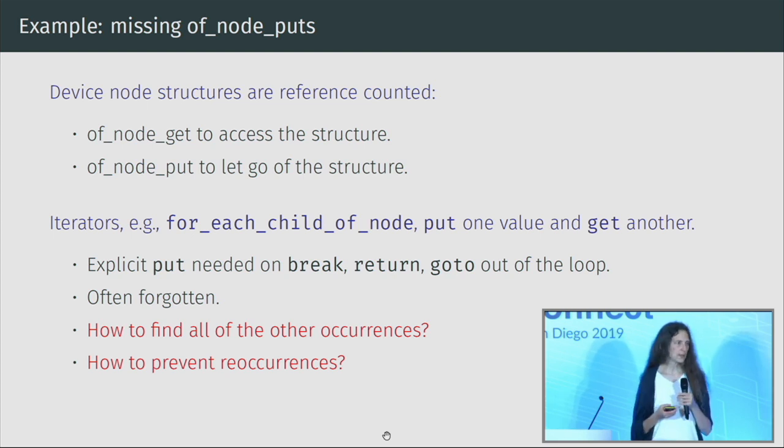So then the question is, we can realize that this is a problem, but how are we going to get the entire kernel fixed up? And how are we going to prevent people from introducing this problem in the future? So this in particular, it's not a simple example of just grepping, because when you grep, you just find, for example, the name of the iterator, but you don't see the gotos or breaks or returns that are inside the iterator that cause the need for the of_node_put.